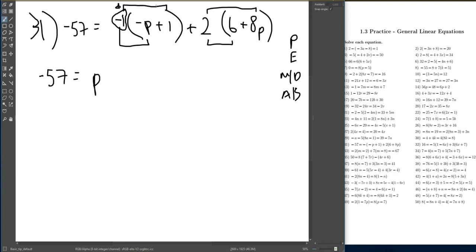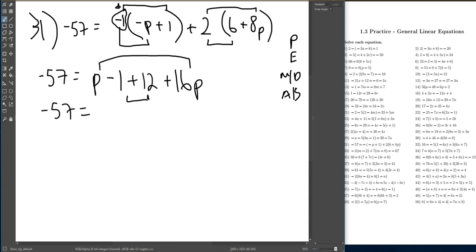That's a minus 1 times a positive 1. That's a negative 1. Here, 2 times 6. Easy enough. 2 times 8p. That's 2 times 8 times p. So that's 16p. Good. Now these things we can probably make them a little bit more cozy. So we'll do it. Minus 57 equals p plus 16p is 17p. And minus 1 plus 12 equals plus 11.